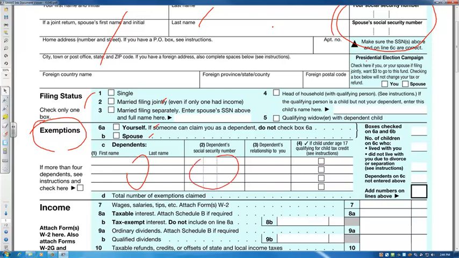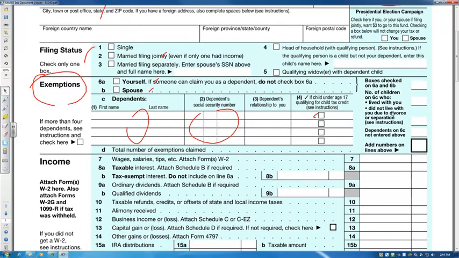It used to be a problem with social security numbers of the dependents, but that isn't anymore because generally you get the social security number when the child is born. Another part of this we'll go over in the class is there's a child tax credit for kids under 17.